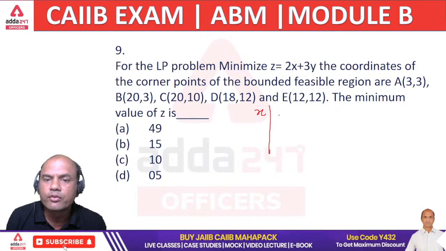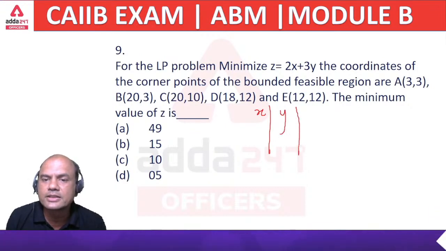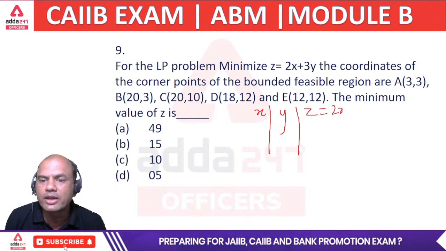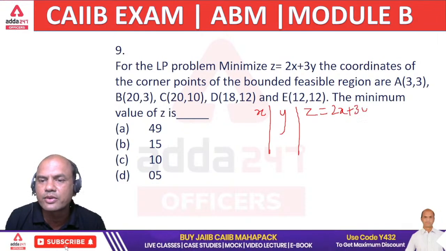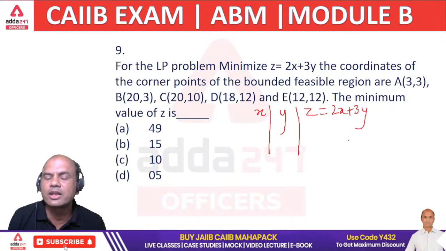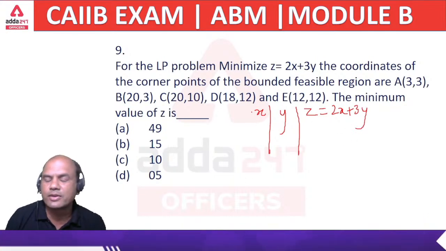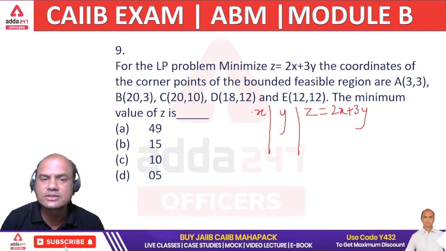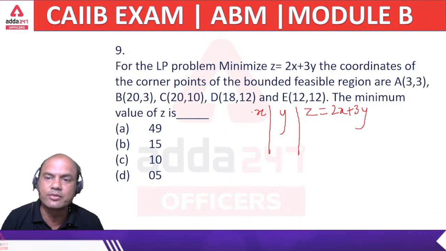X, Y and Z, right? Z equals what? 2x plus 3y. Put the values of X, Y in each of these and find the value. Try it yourself. I'll give you now 20 seconds. Max 20 seconds. You have to solve it within that. Start. I'll wait for you. 20 seconds I'll wait. Okay?